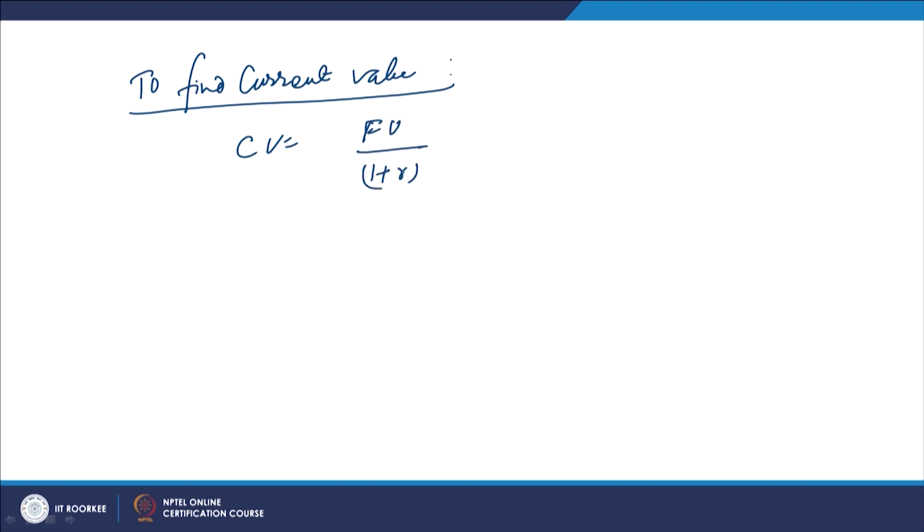Now, similarly, in this case you are getting the future value. You can also calculate the current value. If you just reorient this equation to find the current value, it will be nothing but FV divided by 1 plus R raised to the power n. So when you have to find the current value, you use a similar equation: the current value will be FV divided by 1 plus R raised to the power n.